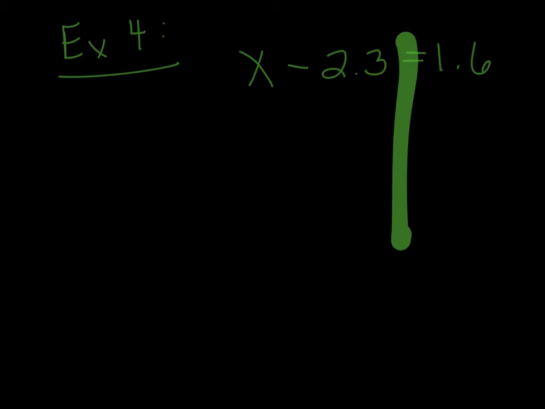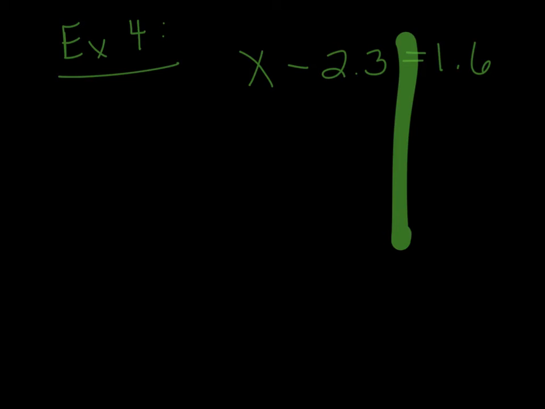Another example, I believe this is example 4, would be if we had a decimal. So I'm going to do this: x minus 2.3 equals 1.6. First things first, set up your bracket. That's an ugly green color, but I will leave it.